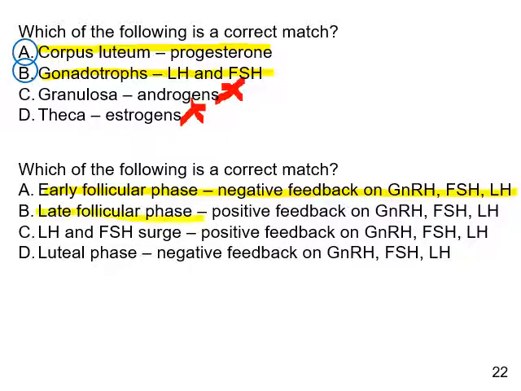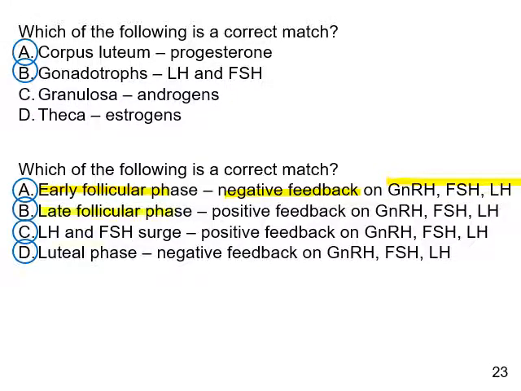Is the late follicular phase matched with positive feedback on those hormones? Is the LH and FSH surge matched with positive feedback? Is the luteal phase matched with negative feedback? I'll give you a few seconds to decide which of those are correct. They all are correct. In the early follicular phase, there is negative feedback, maintaining a low homeostatic level of GnRH, FSH, and LH.